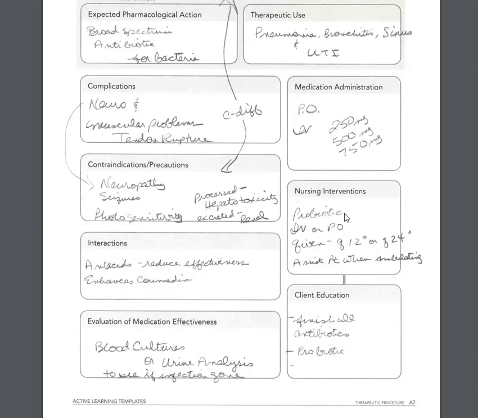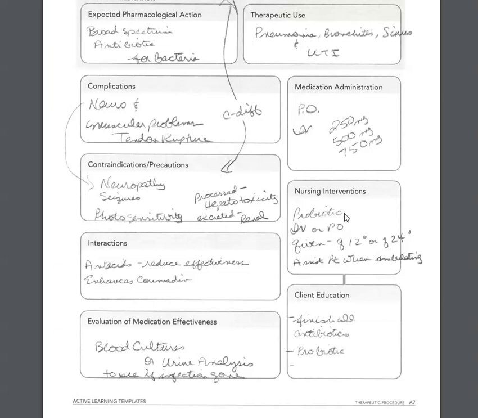Levaquin is given PO and IV. You don't necessarily need to know the medication amount as far as dosage, but it's kind of good to know. So 250, 500, and 750. Nursing interventions, I put in here, make sure that your patient's on a probiotic.